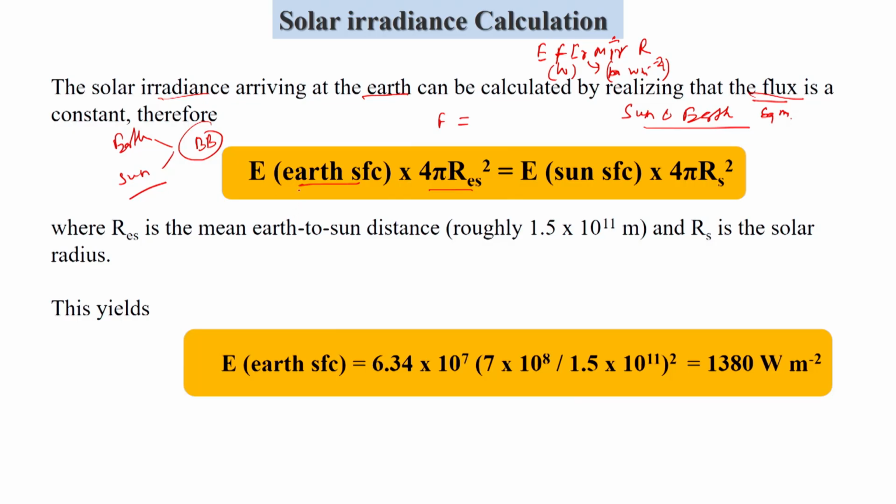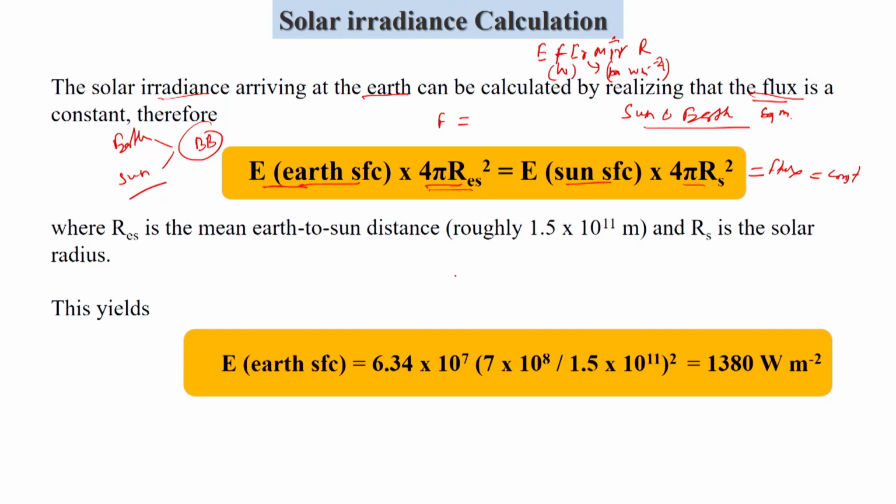If you just calculate, the flux is constant, and we assume that this flux is constant. So we can calculate flux as irradiance times surface area. So E is the irradiance, and from the earth surface, 4 pi r_ES squared, where ES stands for the radius of the earth, and then you have energy from the sun surface, and you have 4 pi r_S squared, where r_S is the radius of the sun.